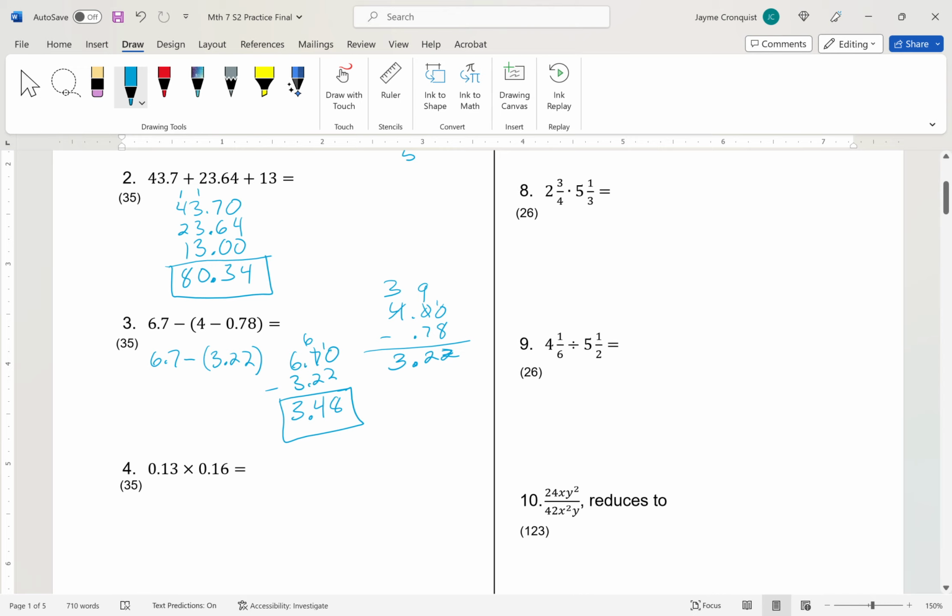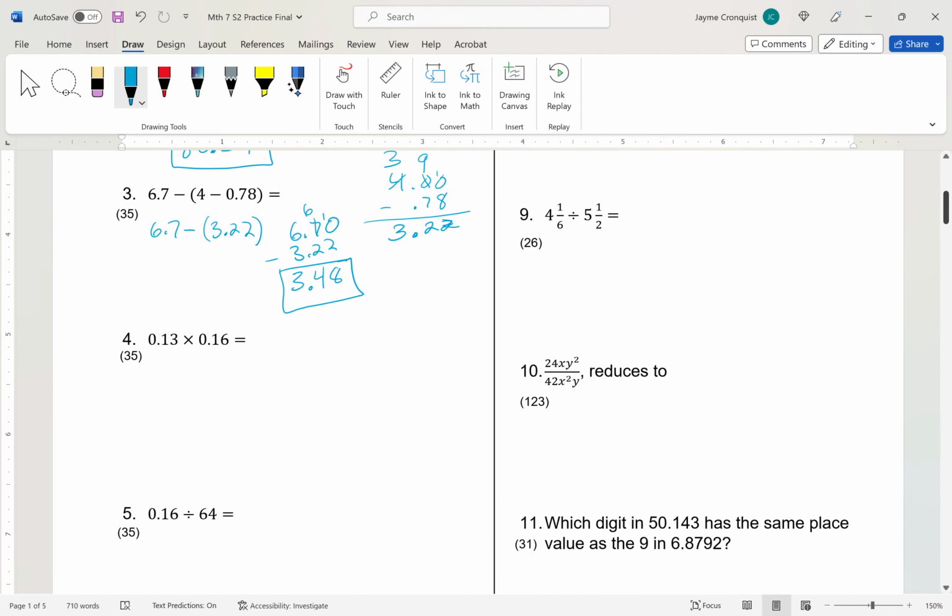Okay. And now we're on number 4. 0.13 times 0.16. And we're just going to stack those up and multiply. Remember, we do not drop the decimal point like we do in addition or subtraction. We're going to count the decimals. My final answer is going to have 4 decimal places because there are 4 decimals here.